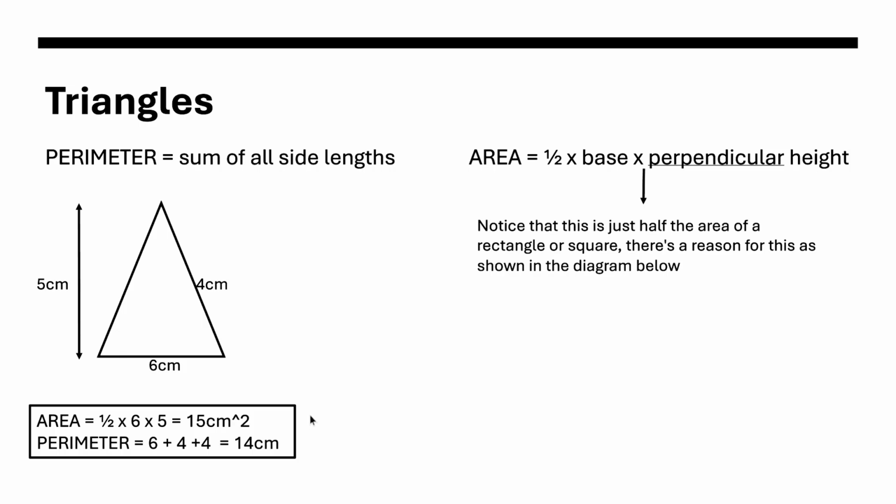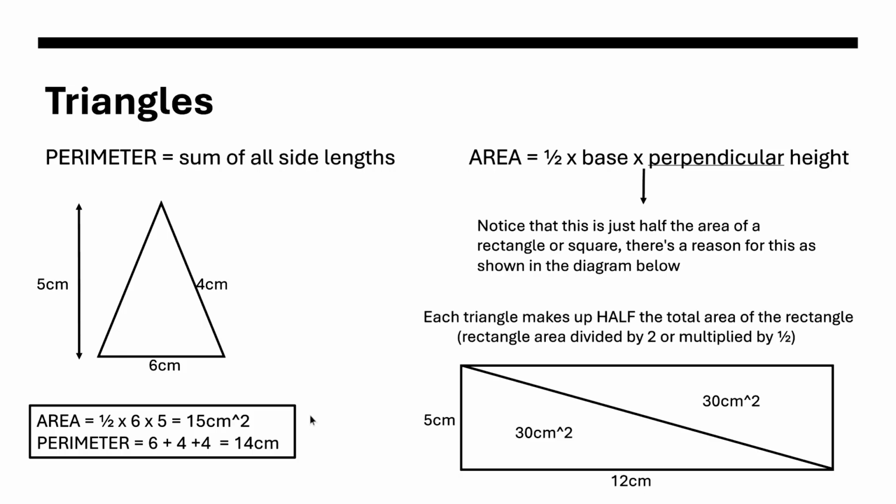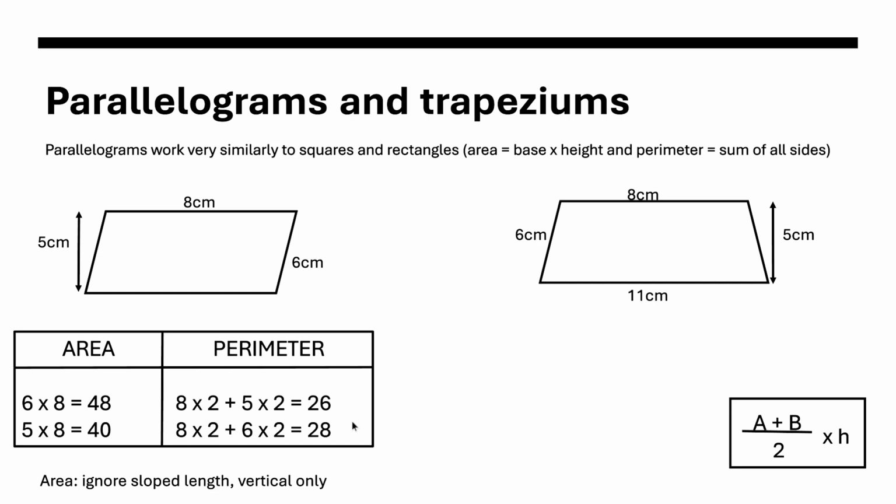There's a reason for this, as shown in the diagram below. Take a rectangle which has a width of 5 and a length of 12, the area is 60 centimeters squared. However, timesing it by a half gives us 30, and then two separate triangles which make a rectangle together will bring the area back to 60 centimeters squared.